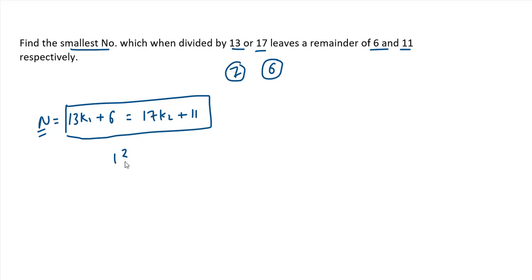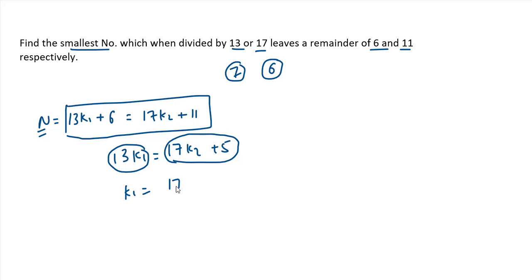So from here we will get 13 k1 is equal to 17 k2 plus 5. Now if you notice, the left hand side is a multiple of 13, so the right hand side should also be a multiple of 13. So we can write this as k1 is equal to (17 k2 plus 5) upon 13, where k1 and k2 are whole numbers. Since the left hand side is a whole number, therefore the right hand side should also be a whole number. That means the numerator should be divisible by 13.